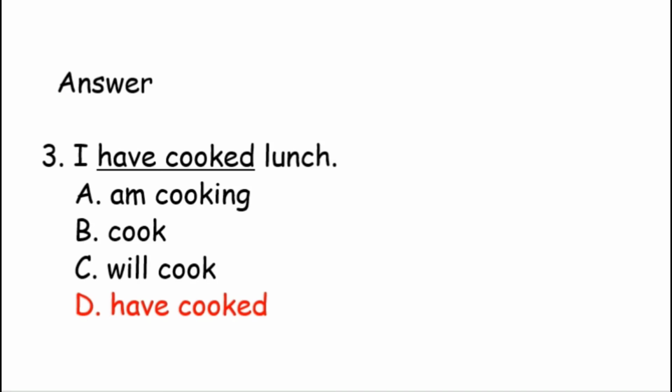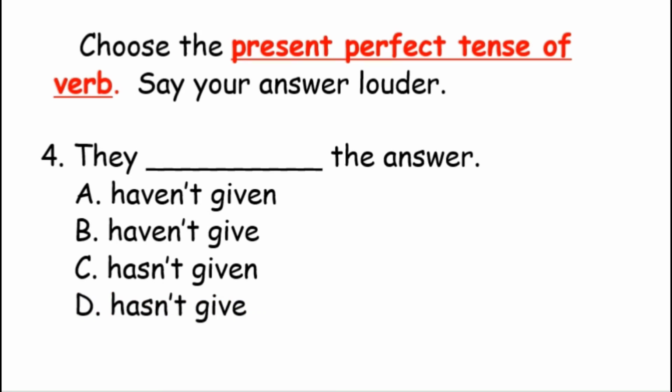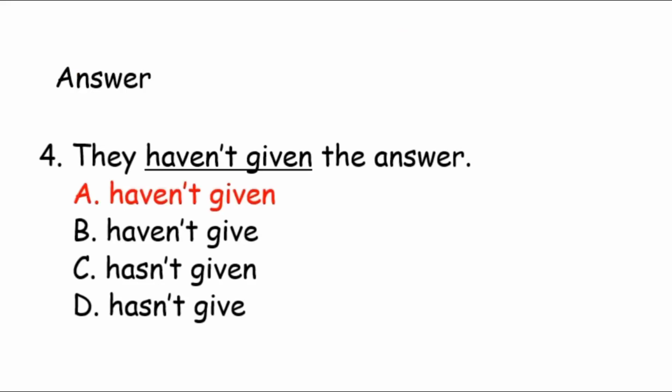Number 4. They blank the answer. A. Haven't given. B. Haven't give. C. Hasn't given. D. Hasn't give. Correct answer is A. Haven't given. They haven't given the answer.